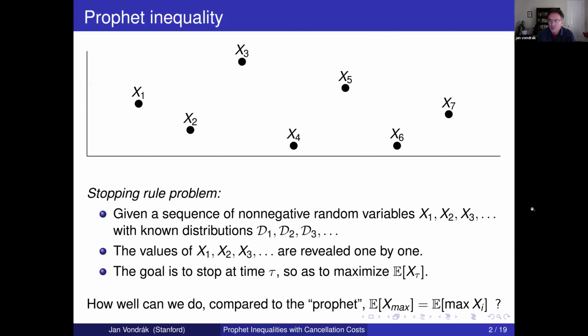All right, so this talk is about prophet inequalities. Let's start with the classical problem. We are given a sequence of distributions, D1, D2, and so on, and values are sampled one by one from these distributions, and we observe the values x1, x2, and so on, one by one. At some point, we have to say we accept the current variable. We don't know what the future variables are going to be, and we commit to selecting the current one. This is a classical stopping rule problem.